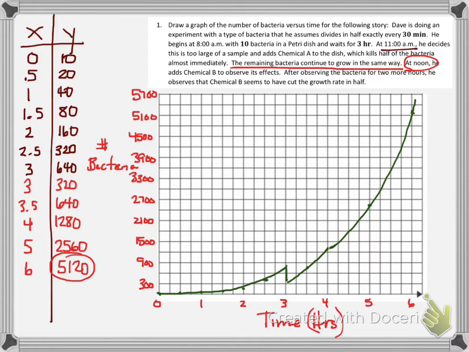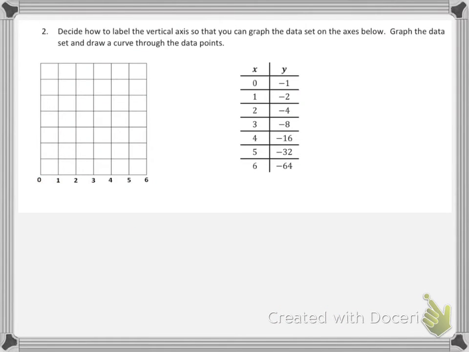It won't be this complicated, but it will make it easier if you make a table of X and Y values so you know what your scales need to be on the X and Y axis. Number 2, decide how to label the vertical axis so that you can graph the data set on the axes below. Graph the data set and draw a curve through the data points.